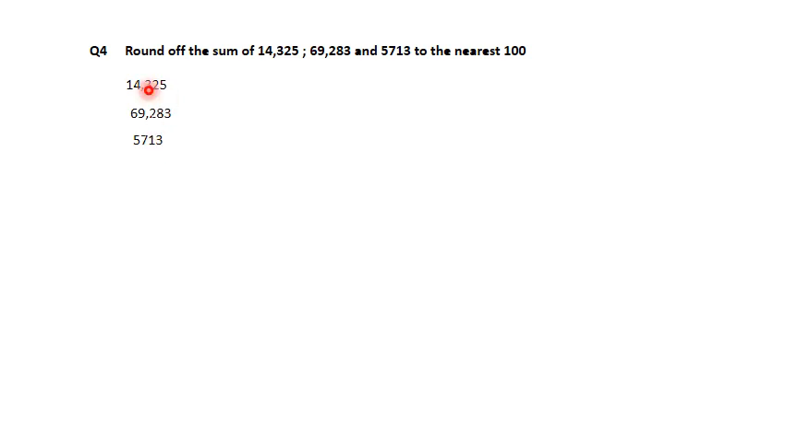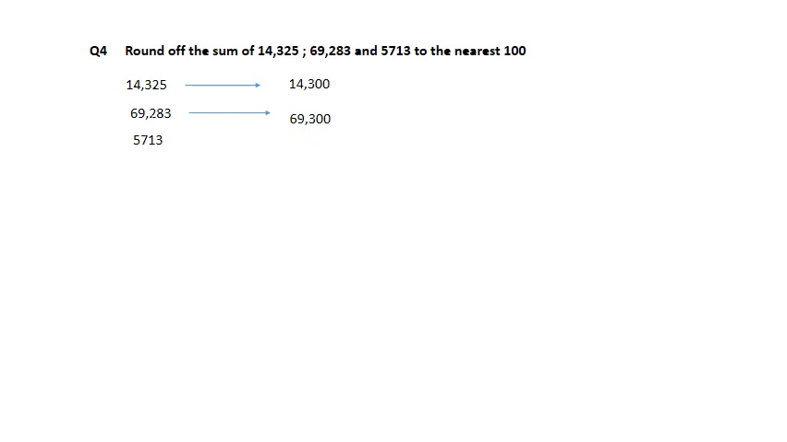So when we round off, this hundreds place is 3, so this will become 300. That means this will become 14,300. The next one: this is the hundreds place, so we look at the tens place. The tens place is more than 5. So we are going to increase this hundreds place by 1. So 2 will become 3 and 0. So your answer is 69,300.